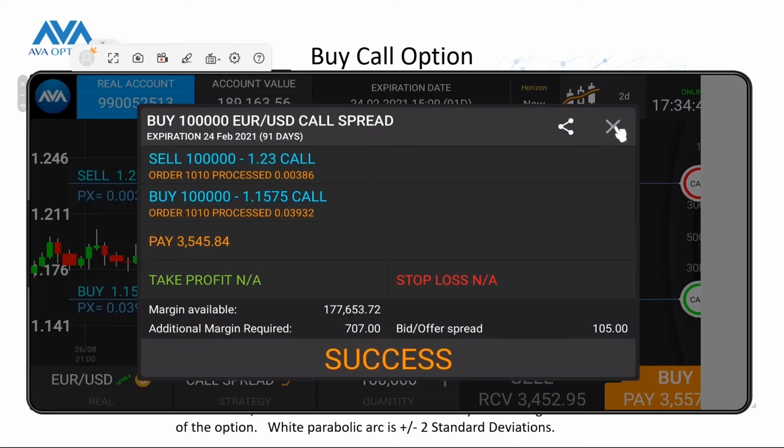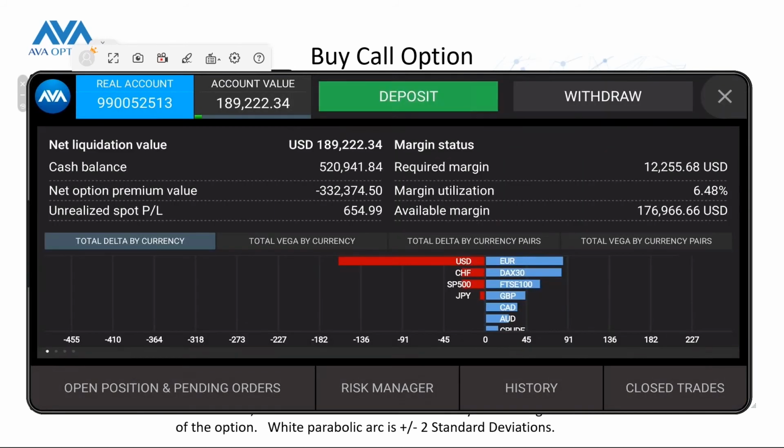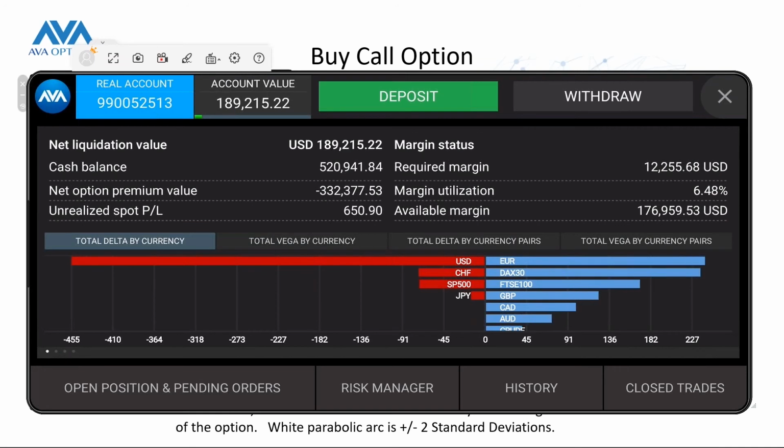So we did this trade, we executed the trade. Where can we see it? Let's get into the risk part of our platform. I'm going to click on the word account value. And here it's showing me the risk of my portfolio. I have other trades on.